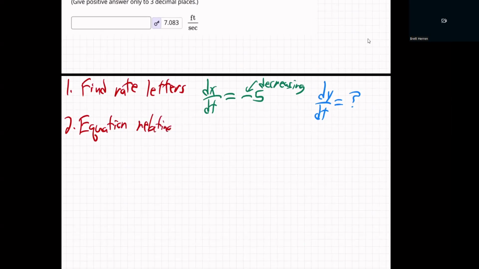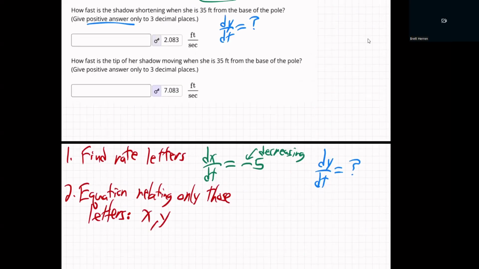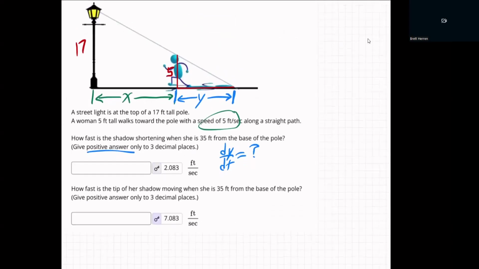relating only those letters. In this case, x and y, right? Related rates. We've got to write some kind of equation relating only x and y because those are our rate letters. Well, how can I write some equation relating only x and y? Well, this one's going to be similar triangles. And here's what I mean. Left is to bottom as left is to bottom. See how the big triangle and the little triangle are similar triangles?